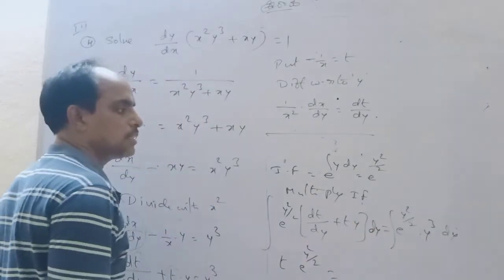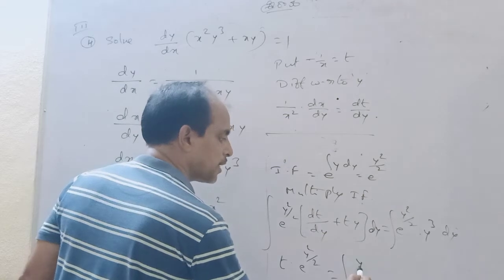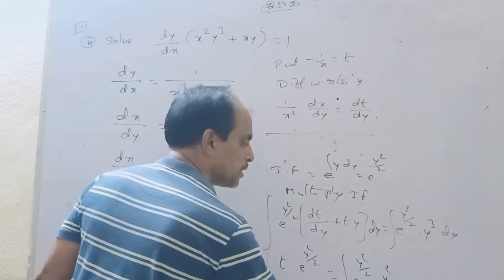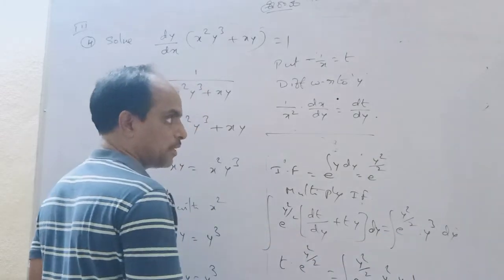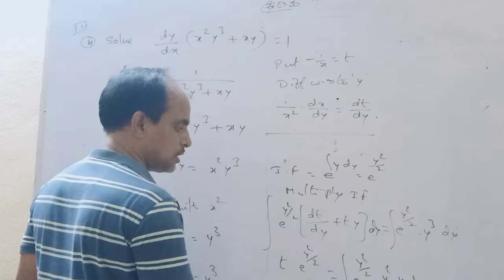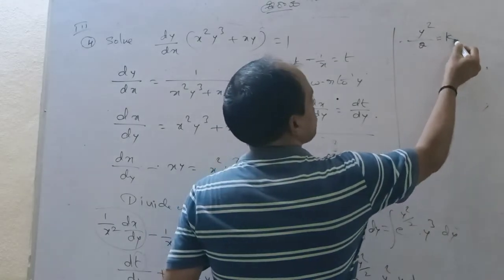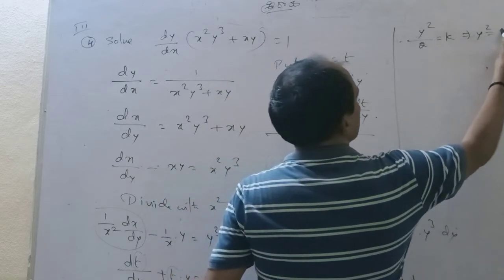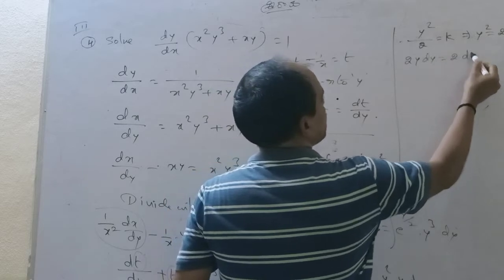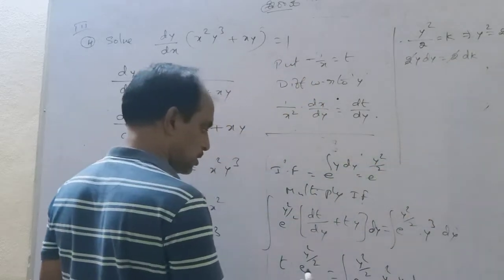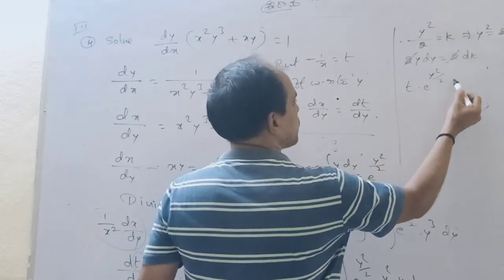Then what about this integration? You see here, e to the power of y square by 2 into y cube. Now you can write this as e to the power of y square by 2, y square into y dy. Y cube can be expressed as y square into y. Then put y square by 2 is equal to some k. That implies y square is equal to 2k, 2y dy is equal to 2 dk. 2 gets cancelled.